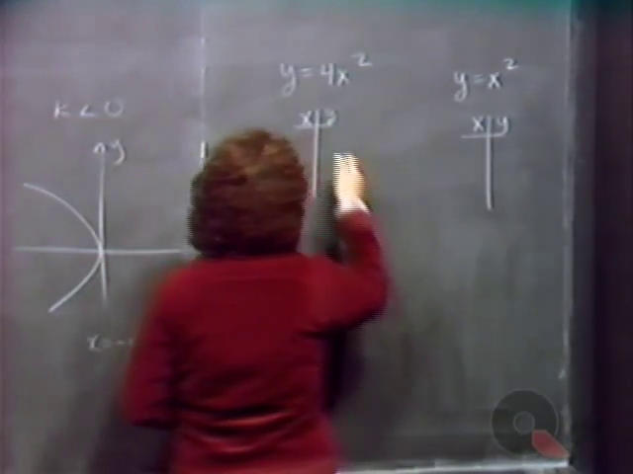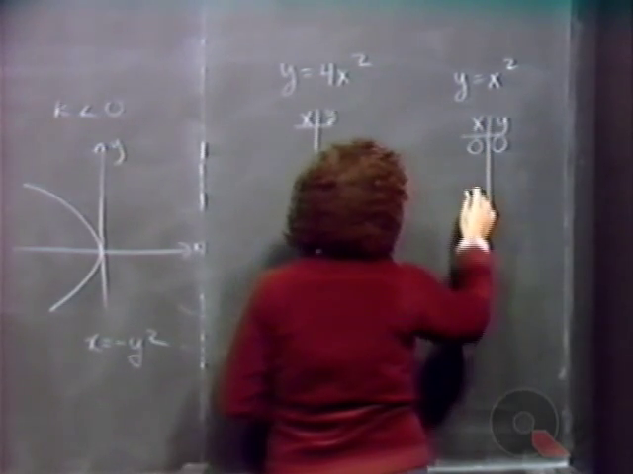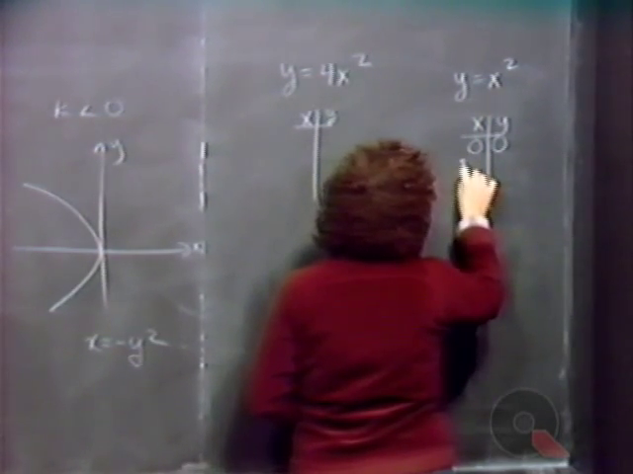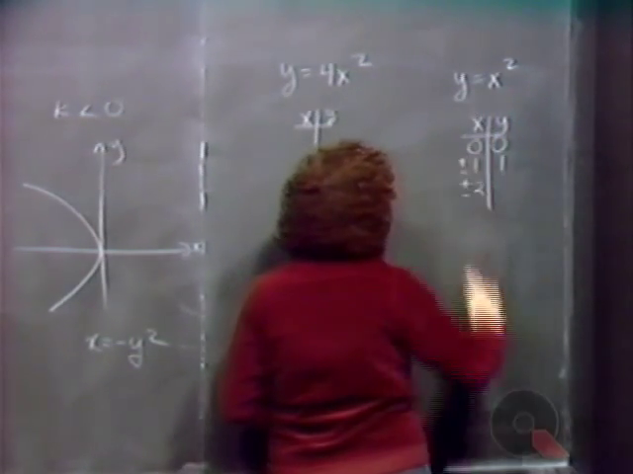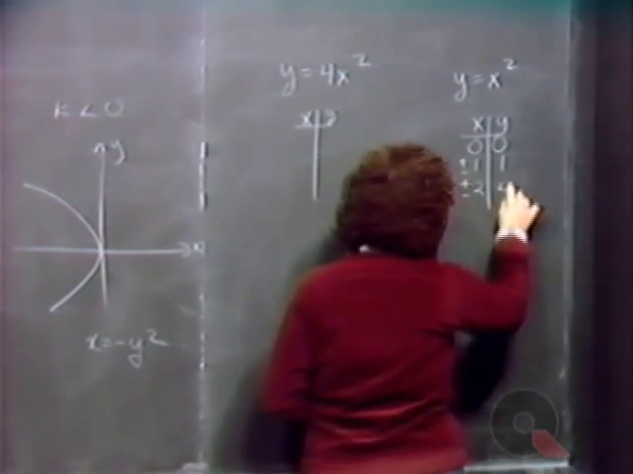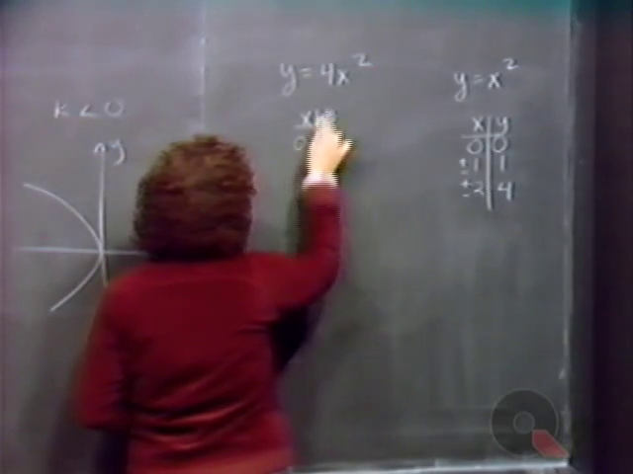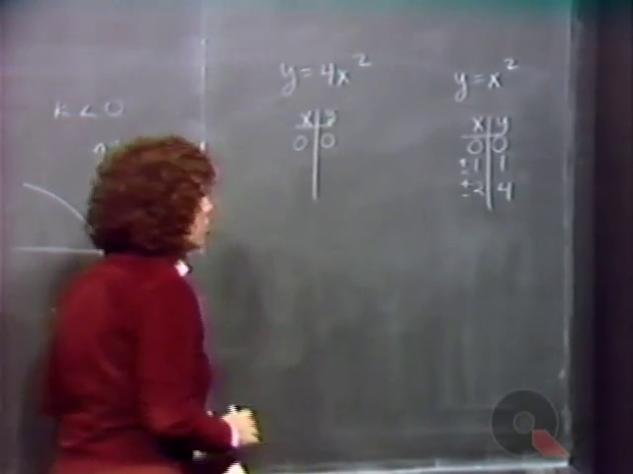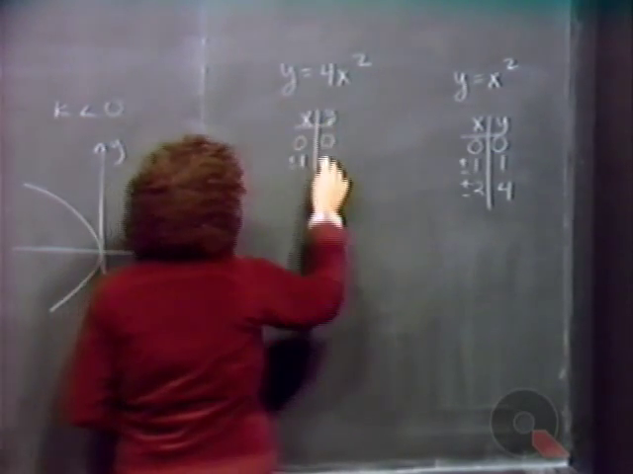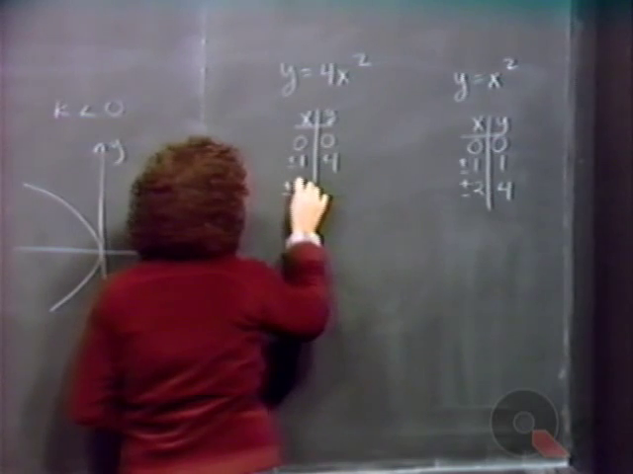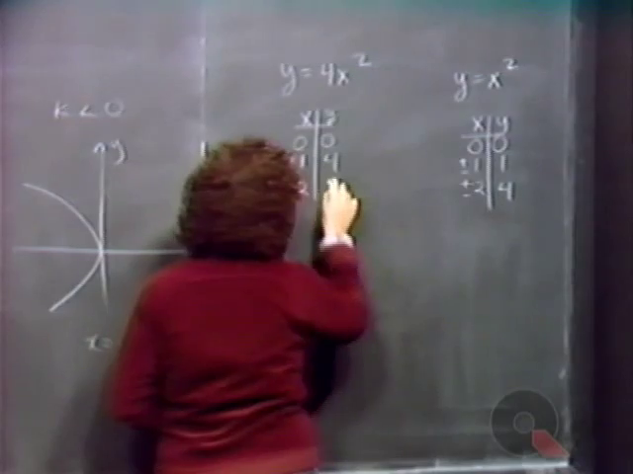All right? Here, for example, if x is 0, y is 0. If x is plus or minus 1, y is 1. If x is plus or minus 2, y is equal to x squared, y is equal to 4. Over here, if x is 0, y is 0. It goes through the origin as well. However, if x is plus or minus 1, y is equal to 4. If x is plus or minus 2, y would be 4 times 2 squared, 4 times 4, or 16.